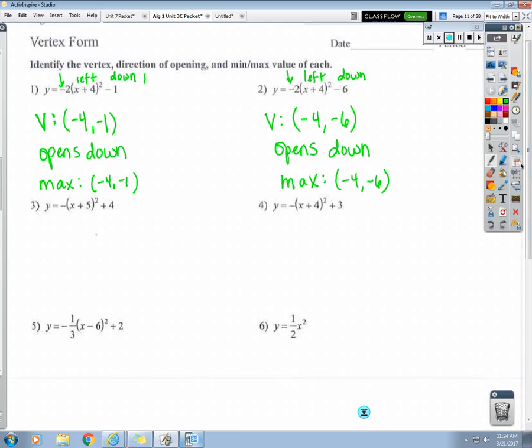Okay. But like I said, if you're not able to do all of this without the graph, you can graph it. Okay, you have a calculator. You can always graph it if you need to. So let's look at number 3.